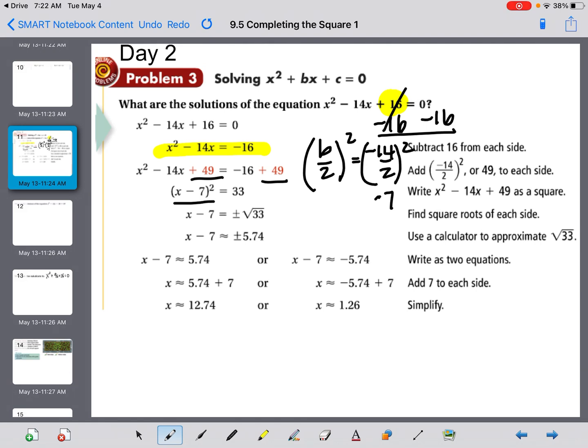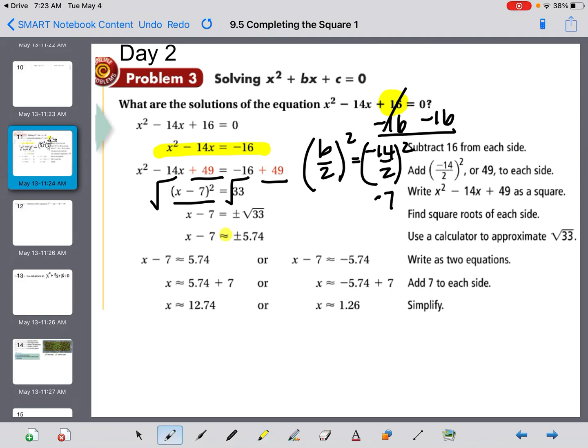to 33. When I take the square root of both sides, I get just an x minus 7 equals the positive and negative square root of 33. Now, because the square root of 33 is not a whole number, they just estimate, which is why our equal sign turns into this approximate sign. And don't forget the plus and minus. Then this is where we split and solve.